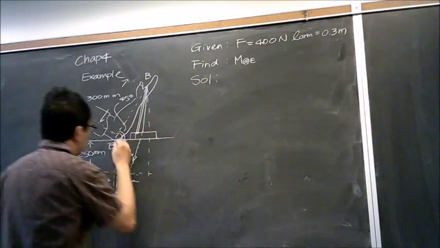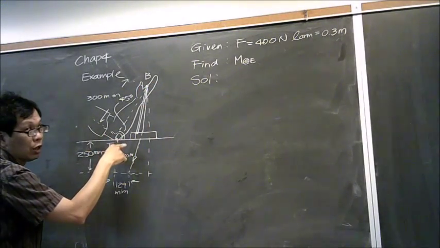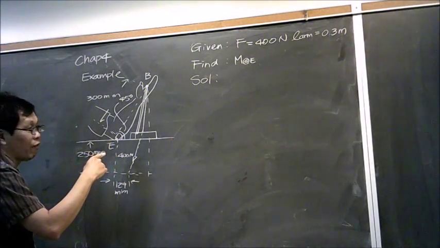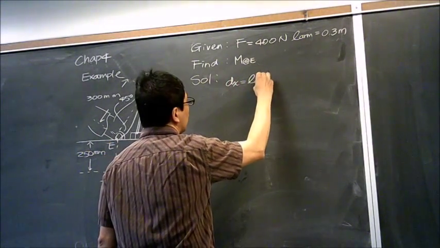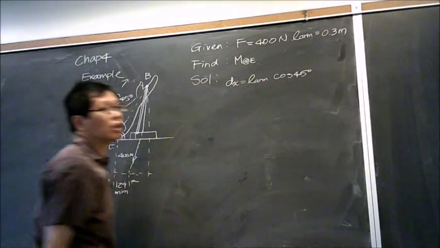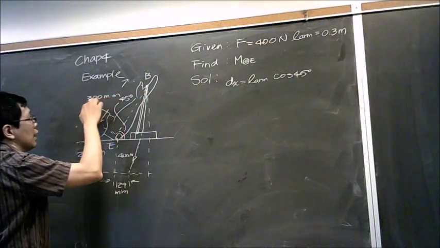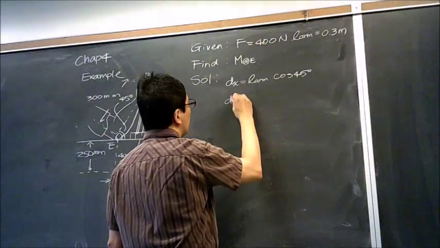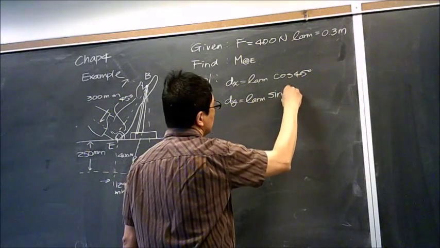Okay, so this is my fixed point. This is where the force has been applied. I know the angle here is 45 degrees. So dx and dy are the easiest two numbers which we can find, which is dx equals to L arm cosine 45 degrees, right? Because the position is between here and here. We know that the length of arm is 300 millimeters. So dx and dy can be found using this setup.